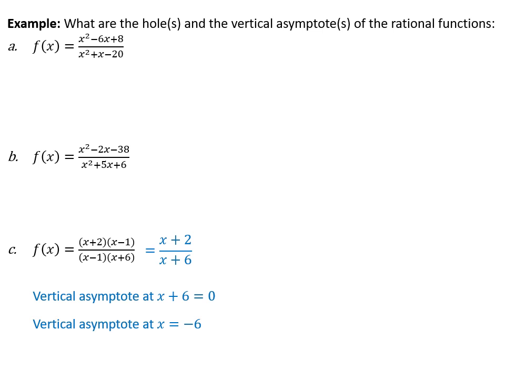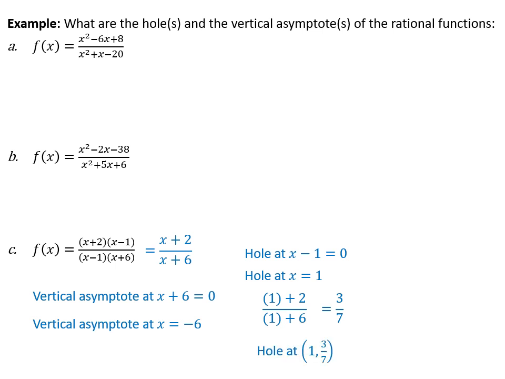The factor that canceled was x minus 1, so the x value of the hole will be whatever x makes x minus 1 zero, which is 1. Plug that into x plus 2 over x plus 6, and we end up with 3 over 7. Can't simplify that, so our hole is at the point 1, 3/7. Check the other answers with me, try the diagnostic, and go from there.